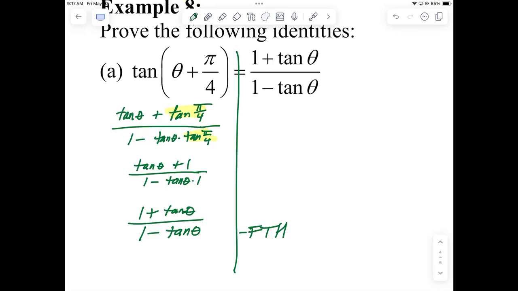What do I do with that? Well, I evaluate it. What is tangent of pi fourths from a unit circle? It's just 1. So I replace tangent of pi fourths with 1. And then it works out.